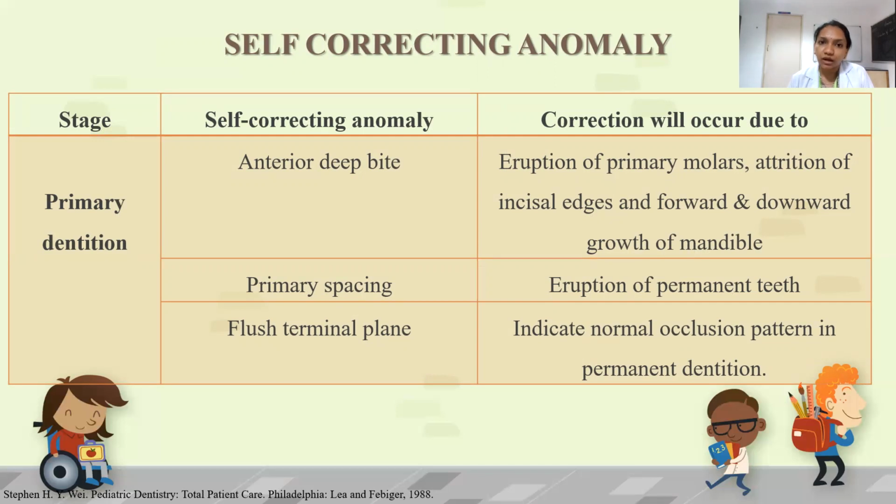If the primary molars are in flush terminal plane, it is an indication that the permanent dentition will also come up in a normal occlusion, that is class 1 end-on occlusion, which will later on go into a class 1 molar relation as such.